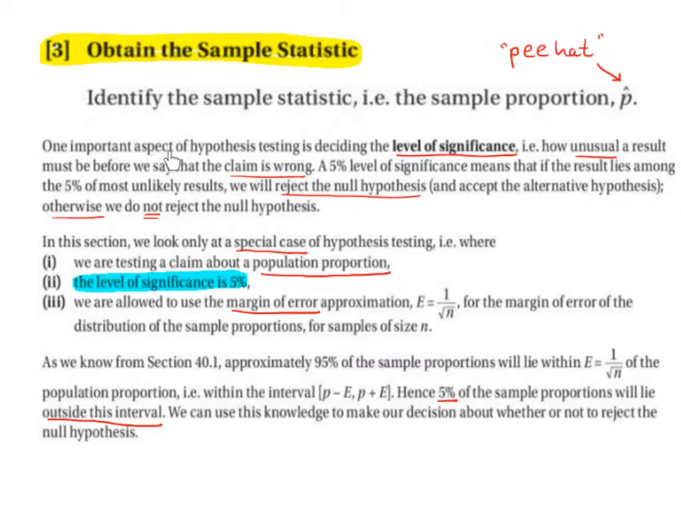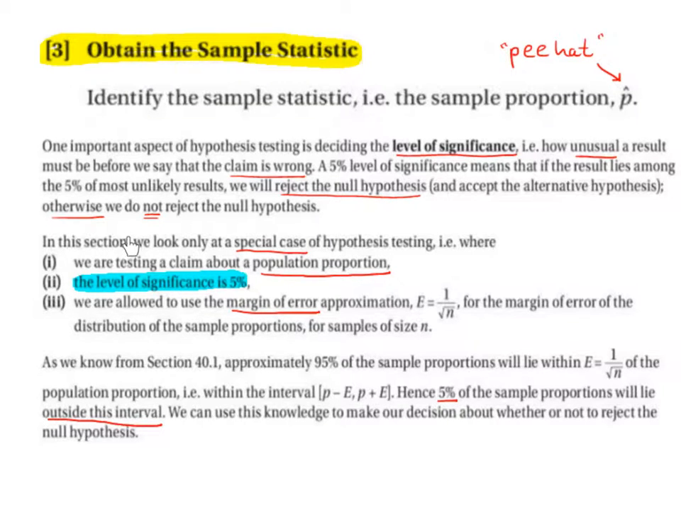One important aspect of hypothesis testing is deciding the level of significance, i.e. how unusual a result must be before we claim that it is wrong. A 5% level of significance means that if the result lies among 5% of the most unlikely results, we will reject the null hypothesis, and therefore accept the alternative hypothesis. Otherwise, we do not reject the null hypothesis.